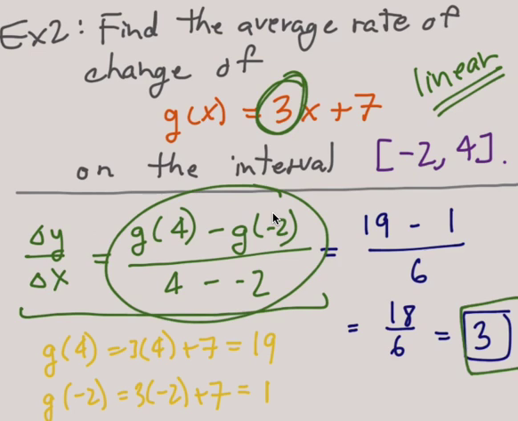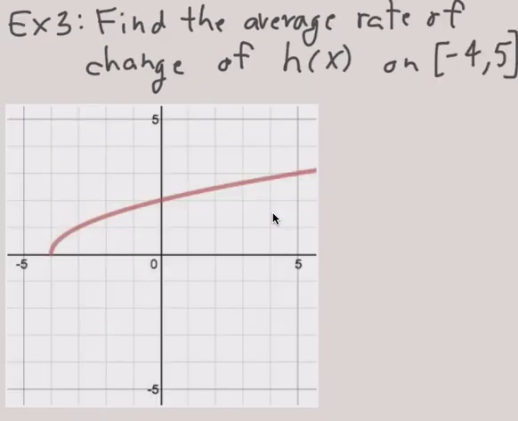Okay. 2 more examples, and they look a little bit different. This time we're given a graph, so a function that's defined by a graph. So I have the average rate of change of h of x on the interval from negative 4 to 5. Idea is still exactly the same. We need to find the change in the y's and divide it by the change in the x values.